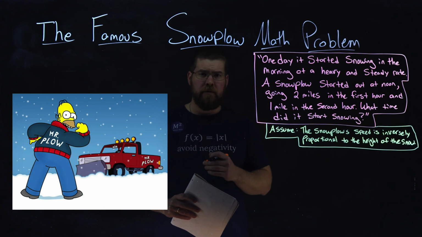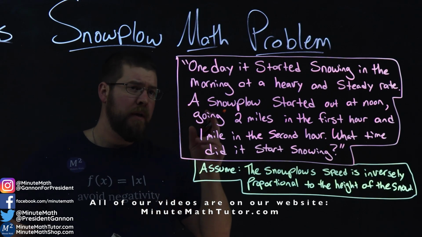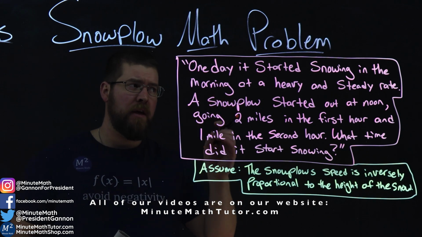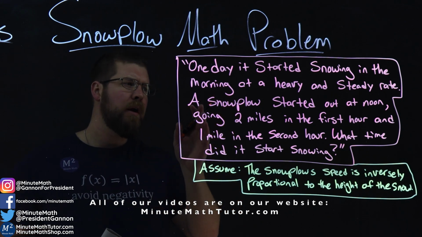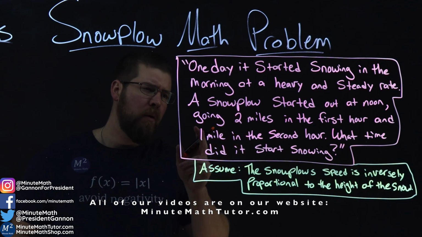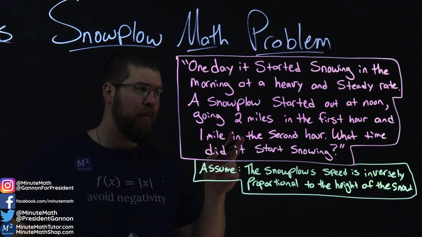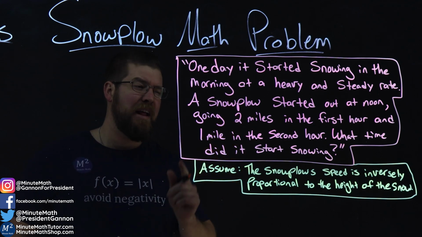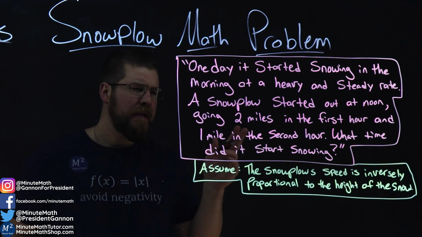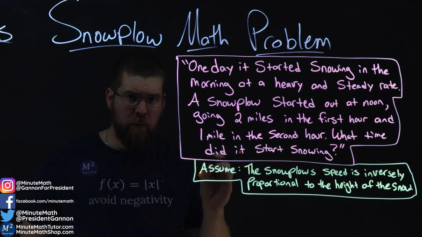The problem is this. One day, it started snowing in the morning at a heavy and steady rate. A snowplow started out at noon, going 2 miles in the first hour, and 1 mile in the second hour. What time did it start snowing?